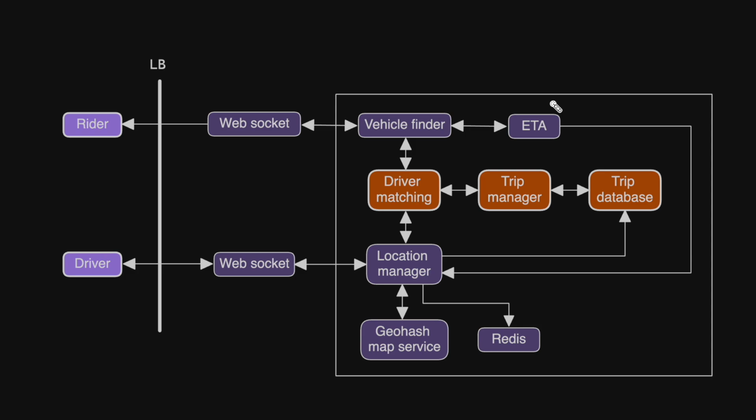At the same time, if you're a driver and you don't have any passengers, you send your location through the WebSocket to a location manager that updates your location in the GeoHash map service. Then every single rider who asks for a ride in the area will see you as an available driver. Now let's say the rider sends a request and drivers receive a notification about the possible trip.